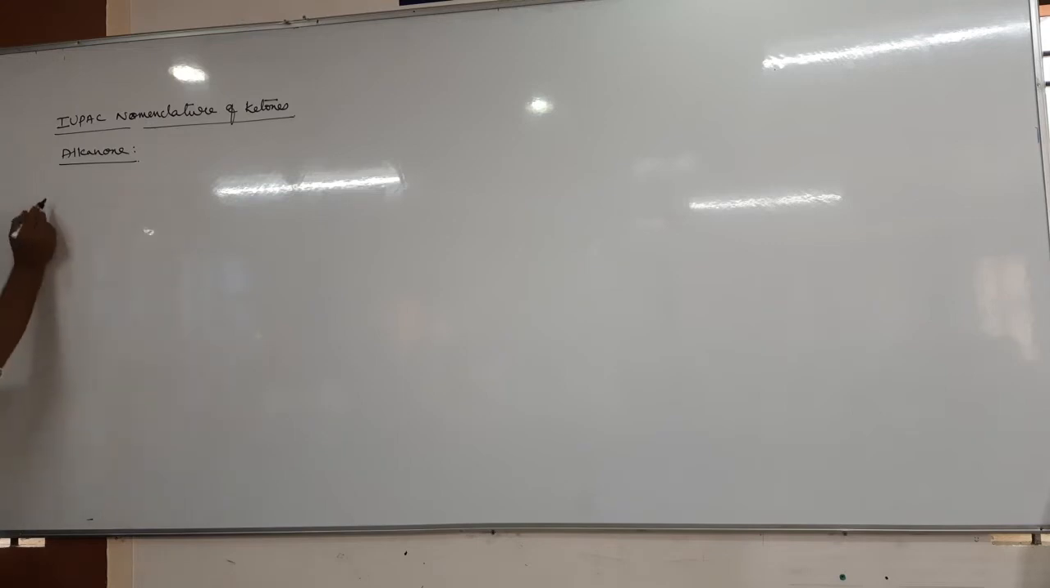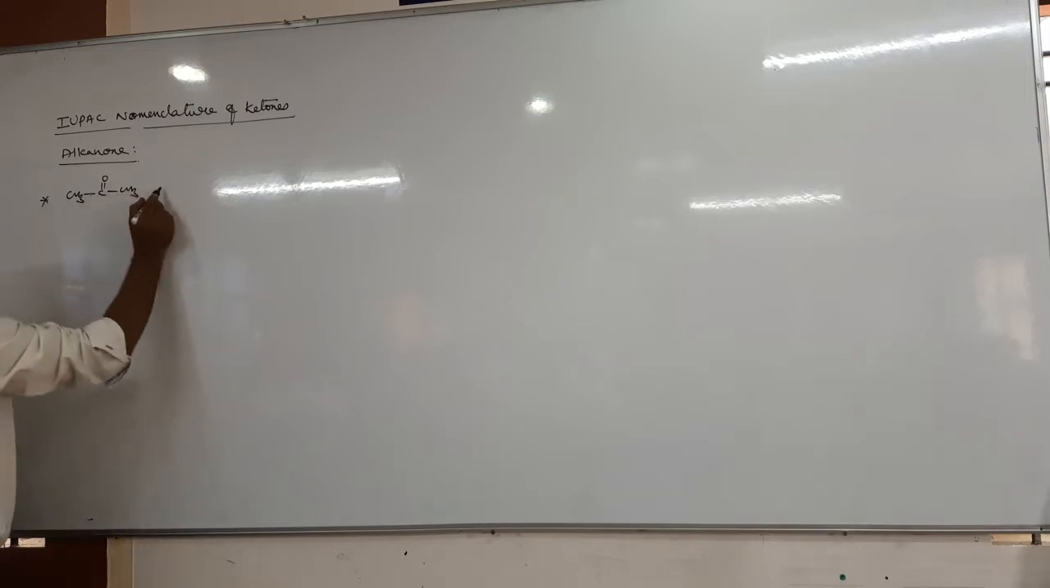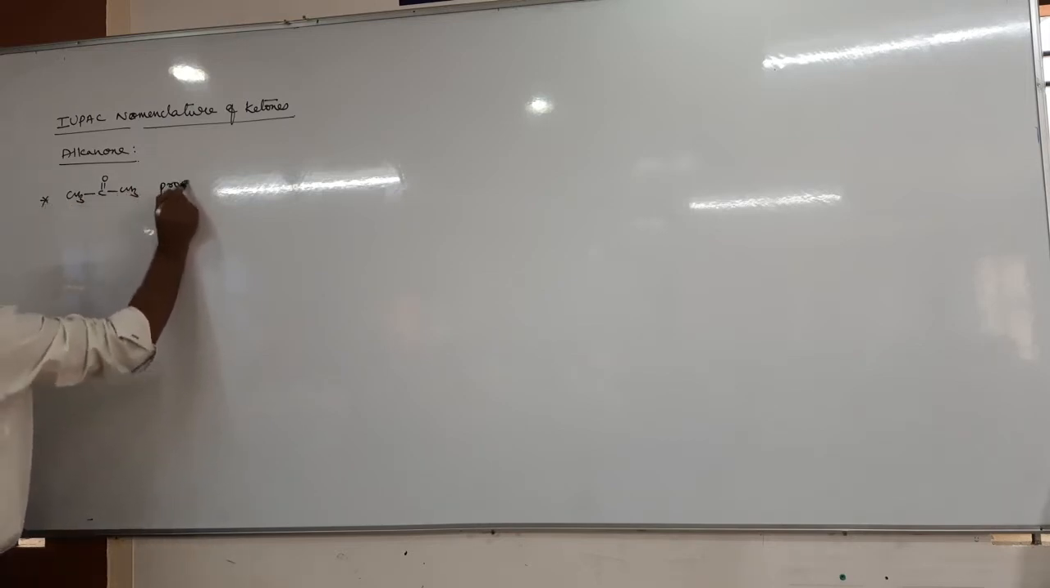Right. For example, CH3, C double bond O, CH3. Tell me. So what is the IUPAC name of this ketone? Propanone.